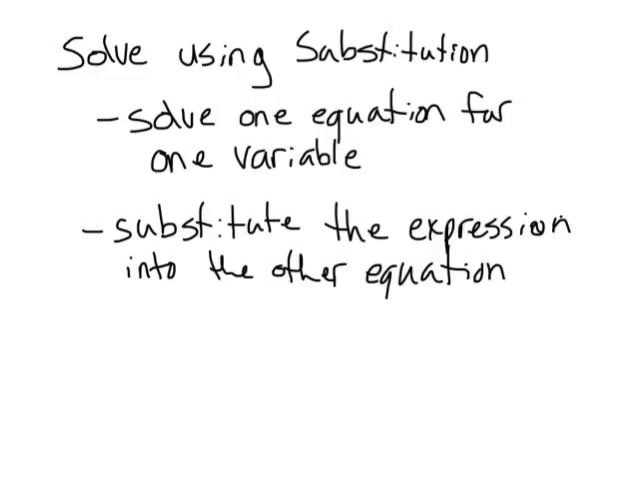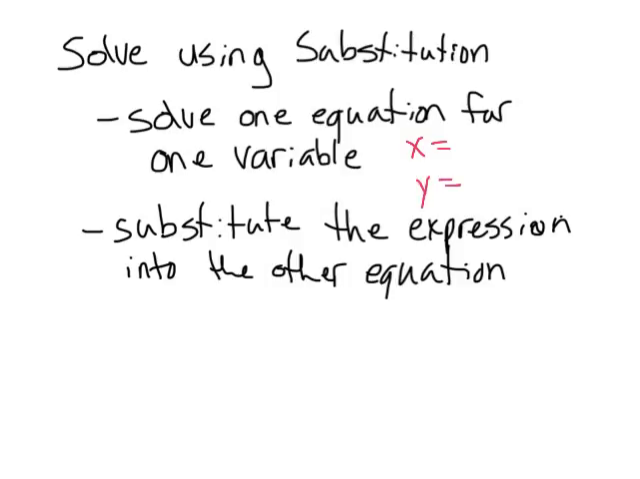The second method for solving algebraically is called substitution. And we use substitution usually when one variable is already solved for the other. So that's usually the first step. If it's not there, we would solve one equation for one variable. So we either have like an x equals or a y equals.